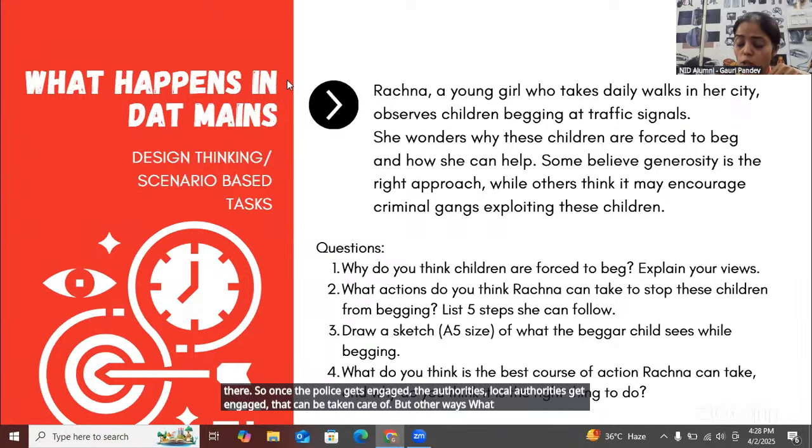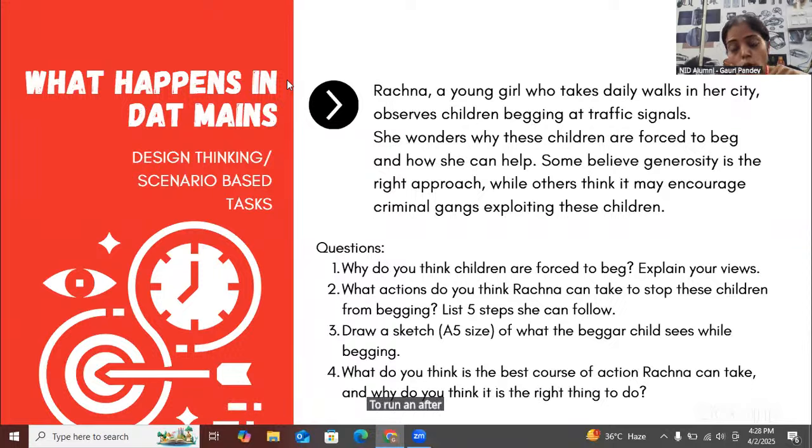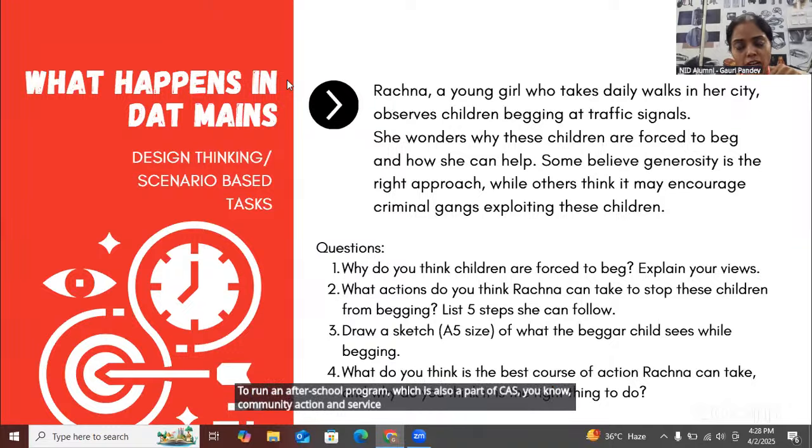You can connect with local schools to run an after school program, which is also a part of CAS, community action and service, for many schools. Definitely in grade 11 and 12, where they're asked to extend out their support to the community. So if Rachna can extend out to schools, she can create an after school program for these children, where they can study, they can learn sports, and there can also be an after school meal program for them, which can help them to thrive.